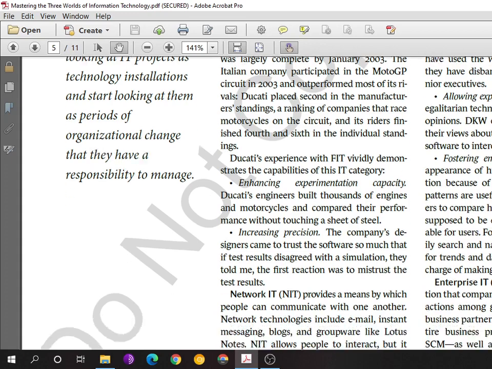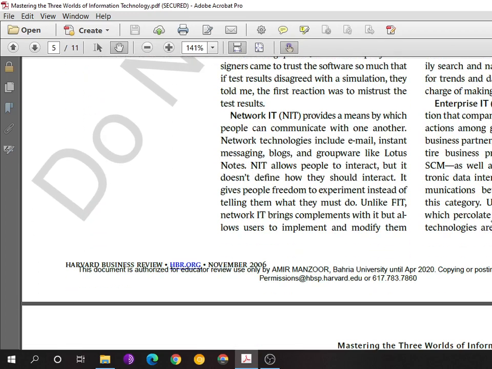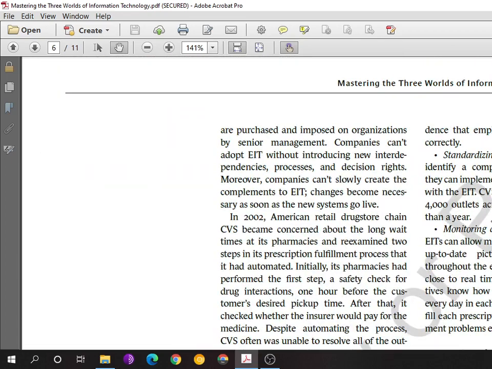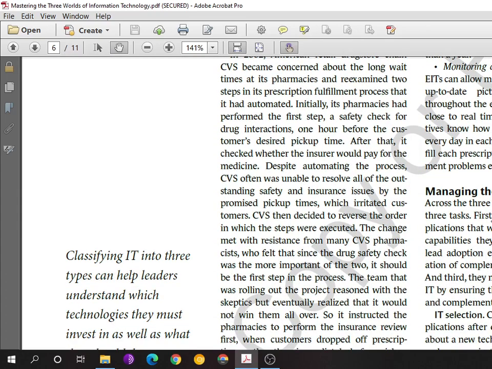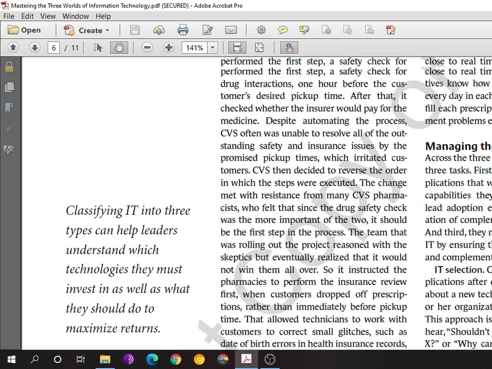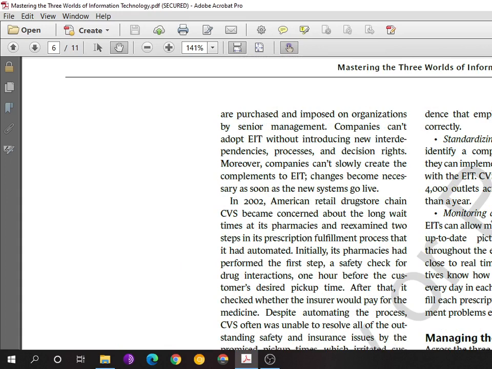Then there's enterprise IT, and as I said, the entire idea is to integrate the whole organization and to support standardization. That's what it actually does. It standardizes the entire system. The example they've given is of another case study that we've discussed in the course, which is the CVS pharmacy case study. It discusses how an enterprise system helped them. So you can refer to the audio specifically for that to better understand this.